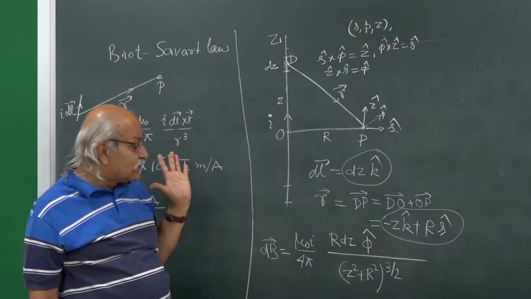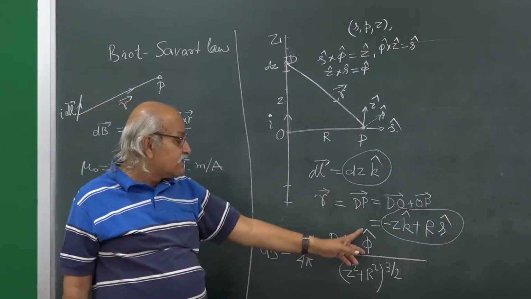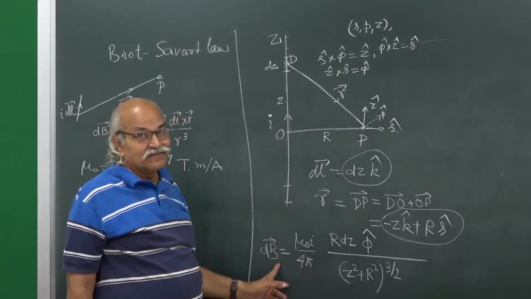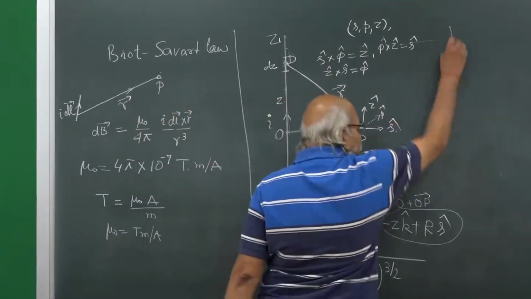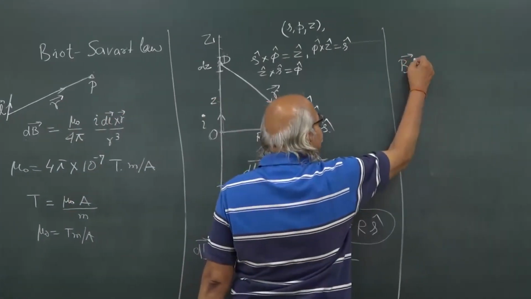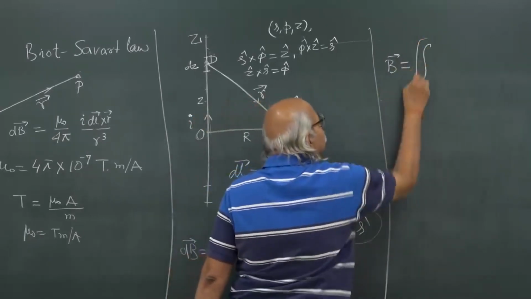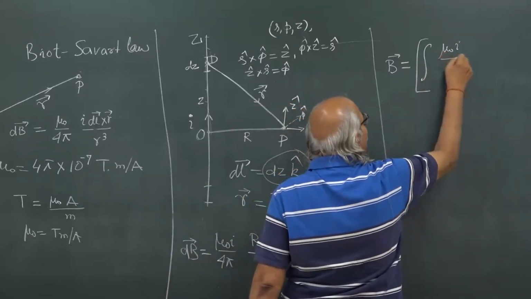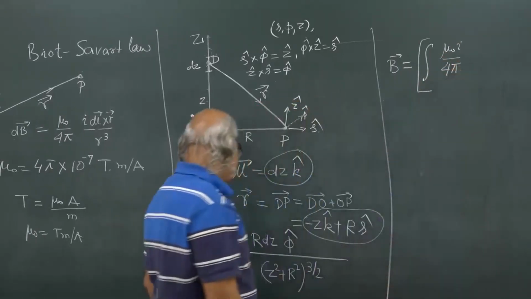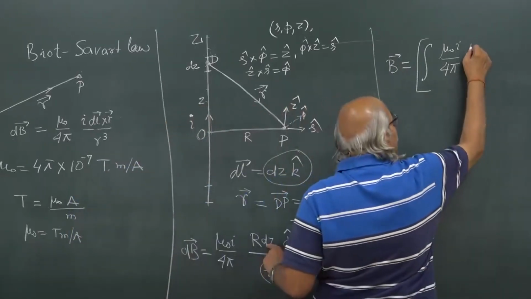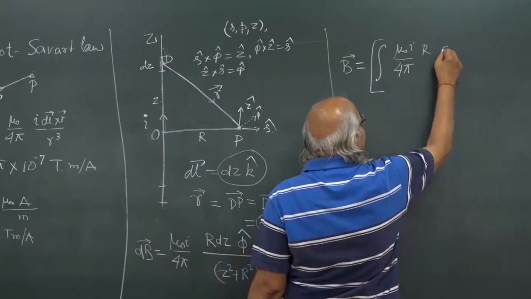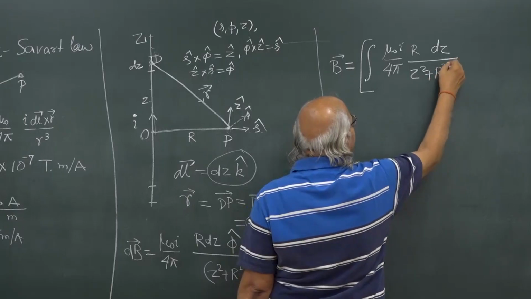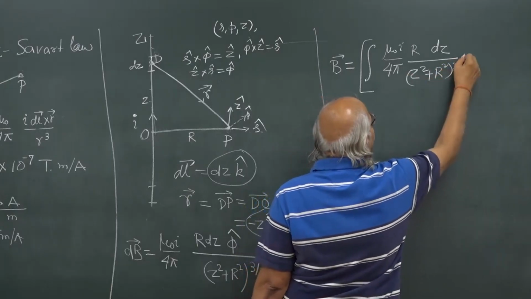For this particular example, this phi cap is not changing during the integration, and therefore I can write this B as the integration of mu naught I by 4 pi, which we will take out, R dz, then z square plus r square to the power 3 by 2, and phi cap here.